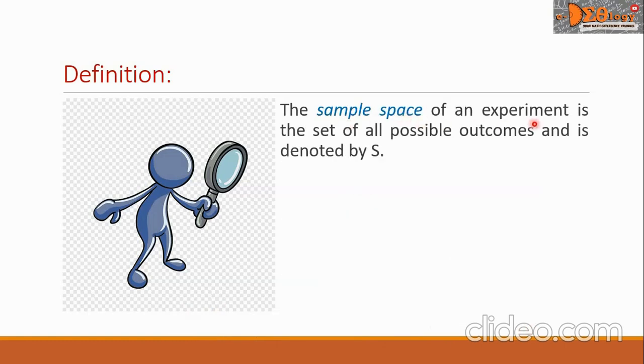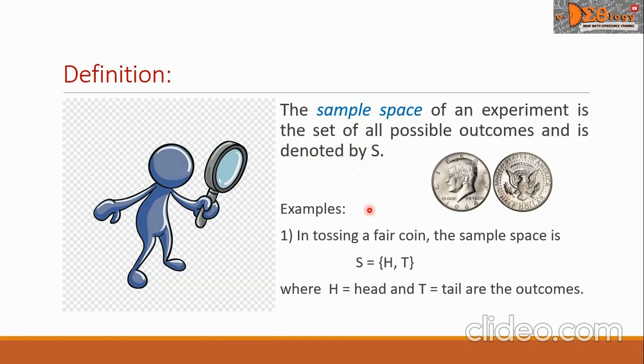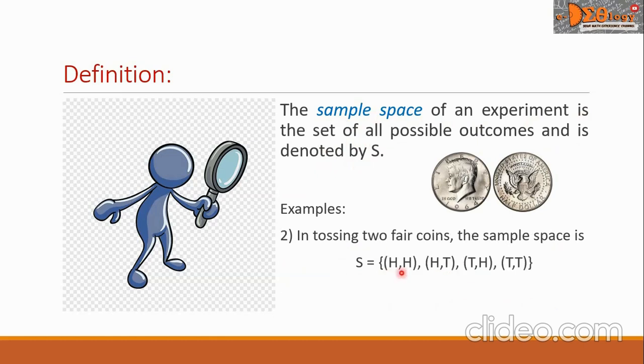The sample space of an experiment is the set of all possible outcomes and is denoted by S. Examples, number one, in tossing a fair coin, the sample space is S equals H and T, where H equals head and T equals tail are the outcomes. Example 2. In tossing two fair coins, the sample space is S equals HH, HT, TH, and TT.